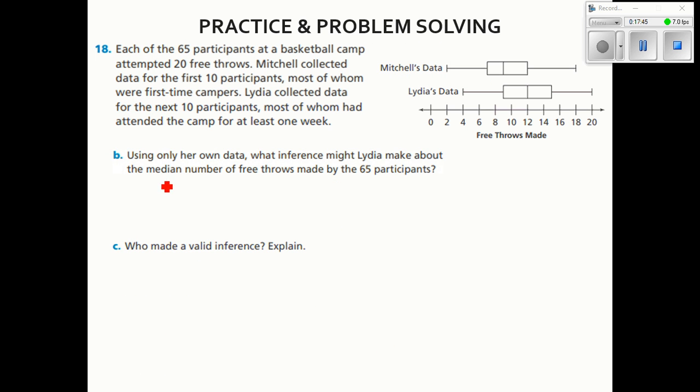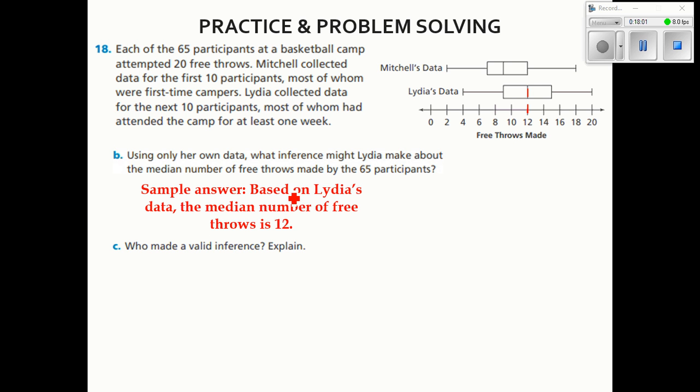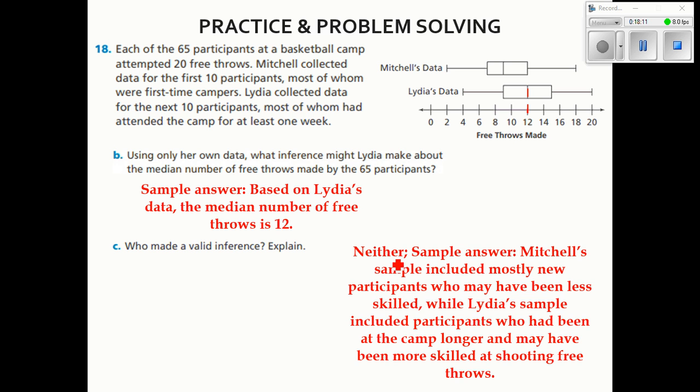Next, it says, using only her data, what inference might Lydia make about the median number of free throws made by the 65 participants? Once again, her median's in the center, and that's going to be about 12. So that means, based on Lydia's data, the median number of free throws will be 12. Who made a valid inference? Well, this is greatly going to depend on what? Well, let's look really closely.